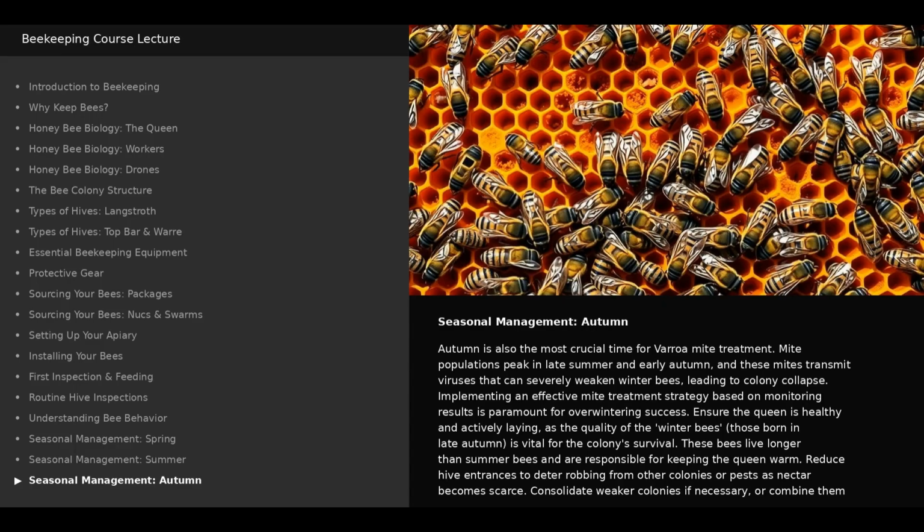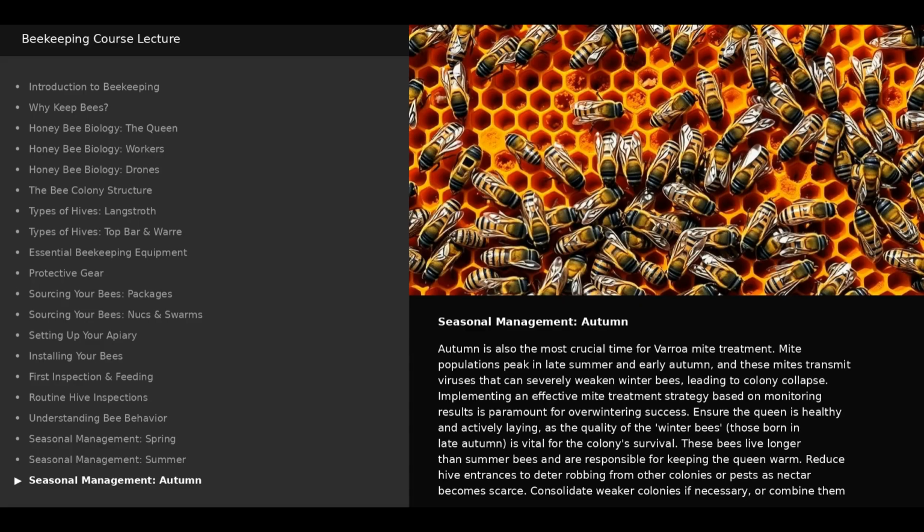Mite populations peak in late summer and early autumn, and these mites transmit viruses that can severely weaken winter bees, leading to colony collapse. Implementing an effective mite treatment strategy based on monitoring results is paramount for overwintering success.